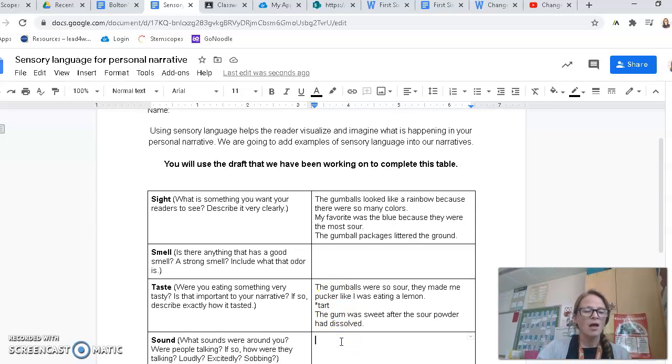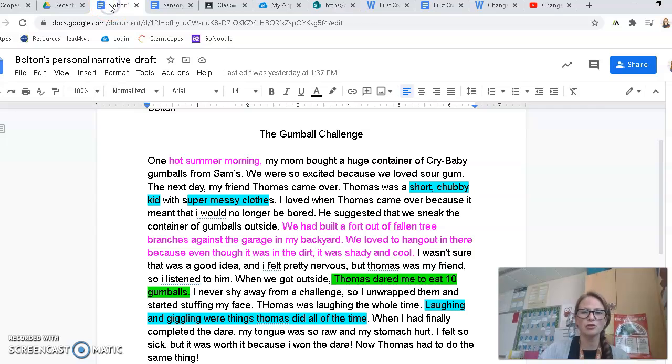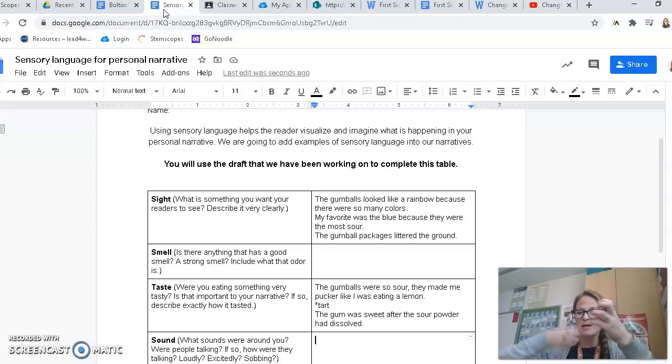All right, the sound. If y'all recall, one of my character traits about Thomas was that he was laughing and giggling all of the time. So the whole time, what I'm hearing in the background is Thomas just giggling and laughing and trying to get as many of the gumballs out of the container as he possibly could. So there were two main sounds: Thomas giggling and laughing, and also gumball packages crinkling.